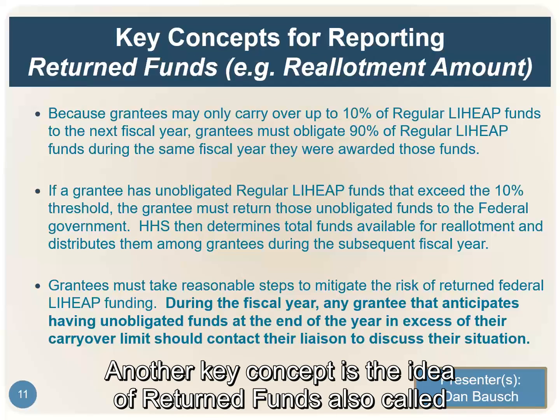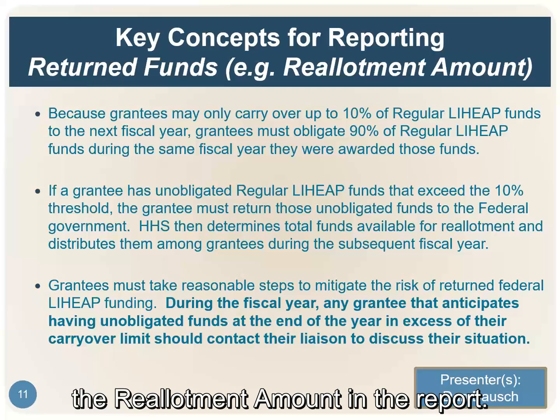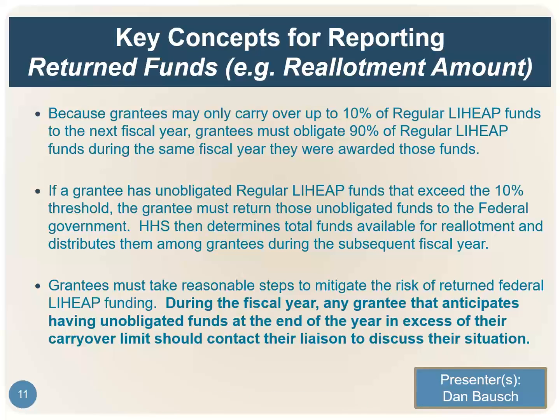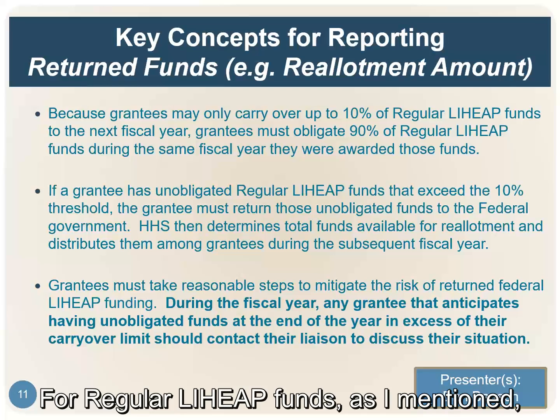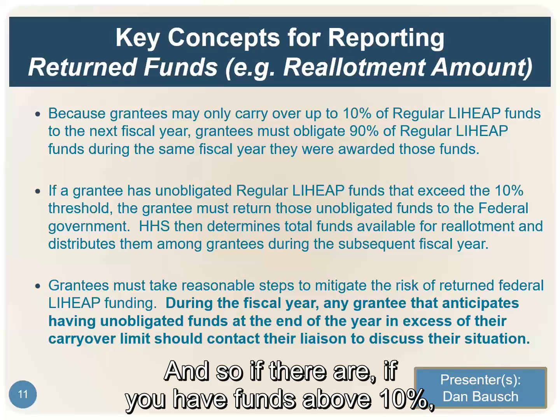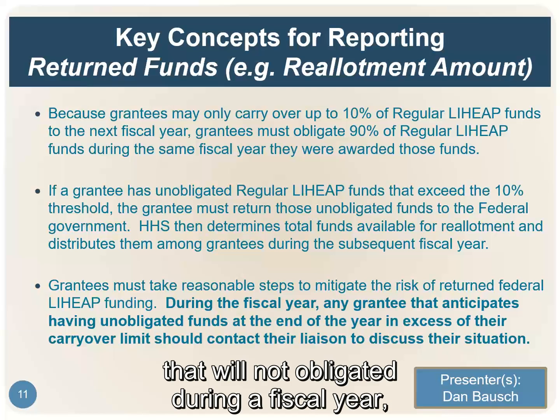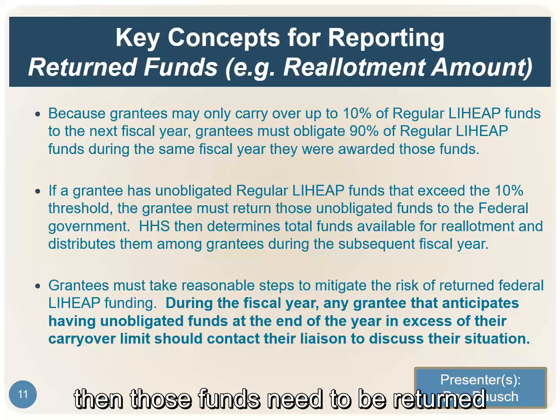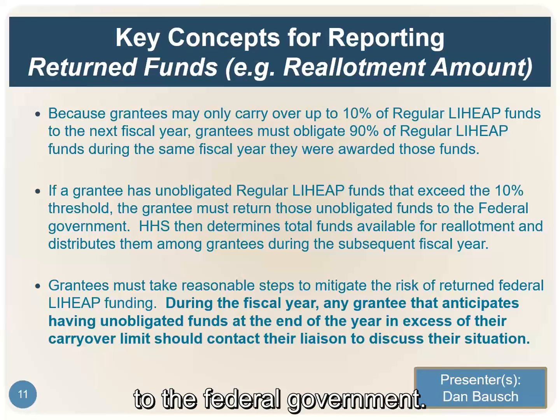Another key concept is the idea of returned funds, also called the Re-Allotment Amount in the report. For regular LIHEAP funds, as I mentioned, you can only carry over 10%. And so if you have funds above 10% that were not obligated during a fiscal year, then those funds need to be returned to the federal government.